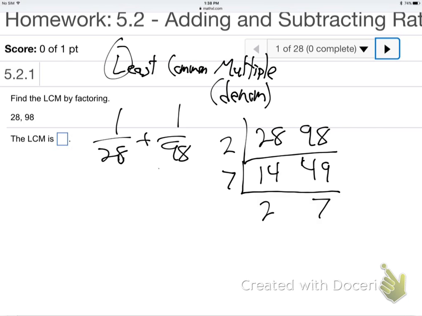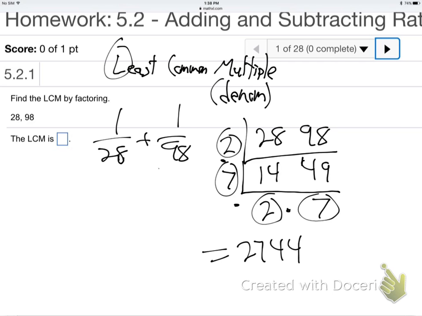So you're done. Okay, what does that mean? Where's my answer? The answer is all the outside numbers multiplied together. So you just take your calculator, 2 times 7 times 2 times 7. What is it? 196. I did them both individually to check. 196, that's the answer.